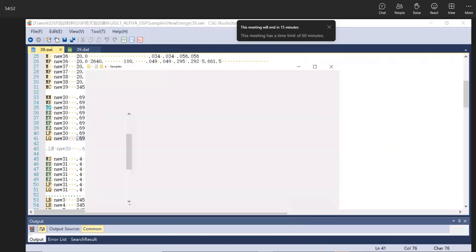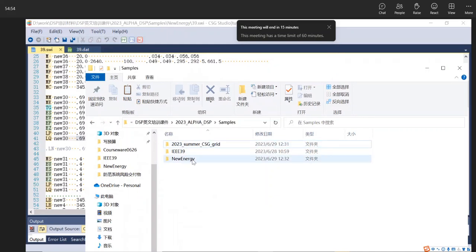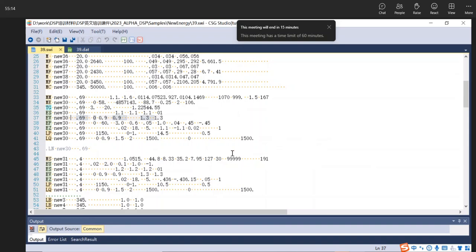Okay, let's check the sample first. In the sample, there is a folder named New Energy. I use the IEEE system. I remove 2 generators and put in 1 DFIG and 1 solar system. So that's how it looks.